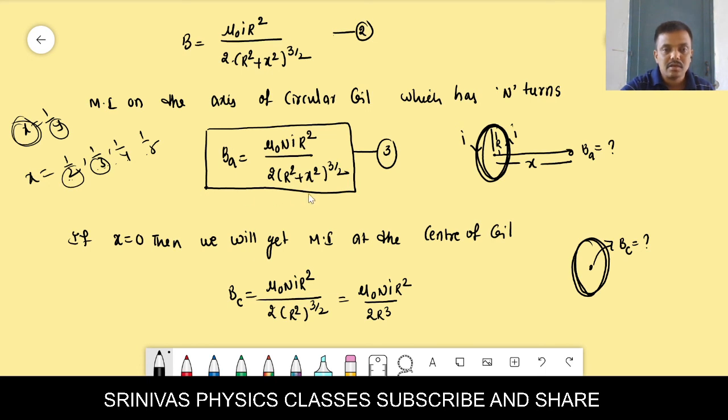You see this equation 3, when x value increases, denominator increases. When denominator increases, B will decrease. If you write x 0 at the center, x minimum value is 0. If x is minimum, the denominator becomes minimum. When the denominator is minimum, then B is maximum. That means at x equal to 0, B is maximum. If x value increases, then the denominator increases, this term increases, then the B value decreases.